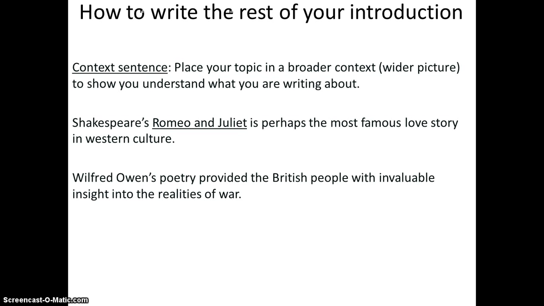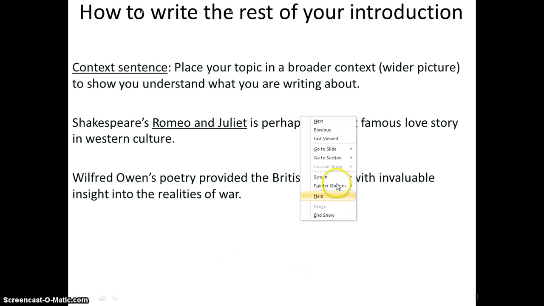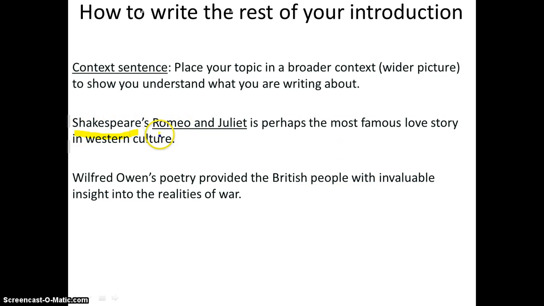So my first example there is Shakespeare's Romeo and Juliet is perhaps the most famous love story in Western culture. So in a short space of time, I'm telling you a lot of things. Firstly, I'm telling you that Shakespeare wrote it. I'm telling you the title. I'm telling you what kind of story it is. And I'm telling you that it's from Western culture. That's a lot of information in one brief sentence.